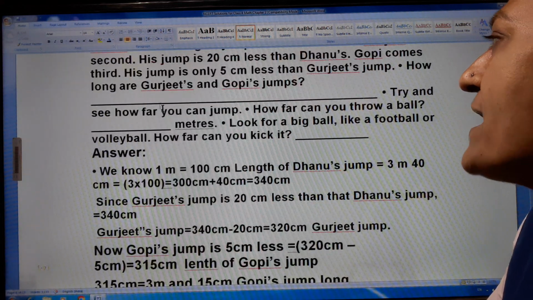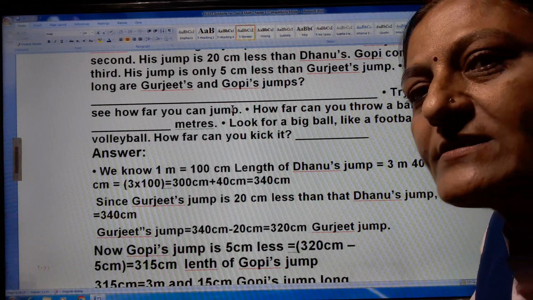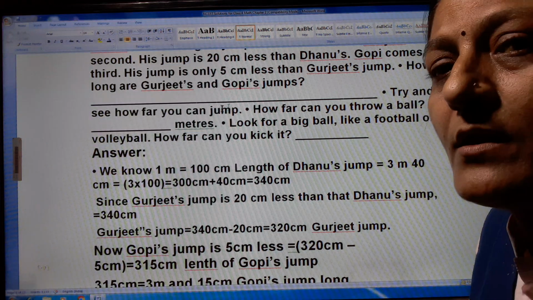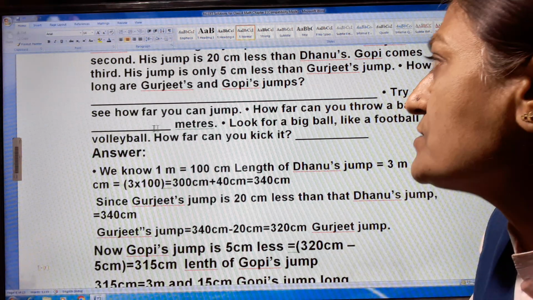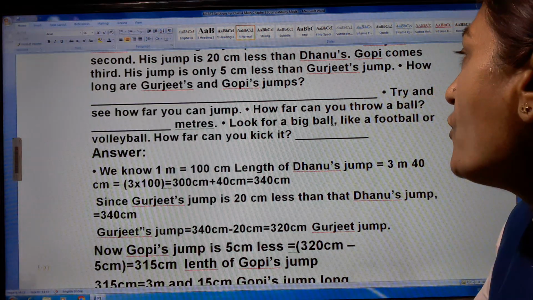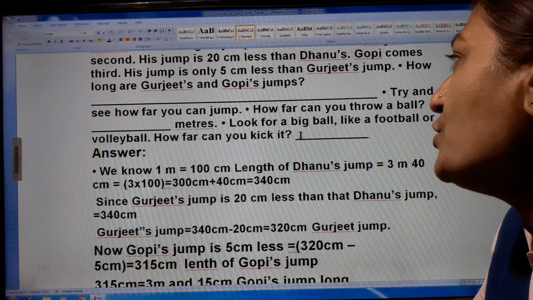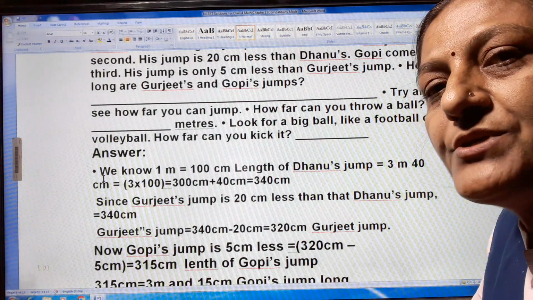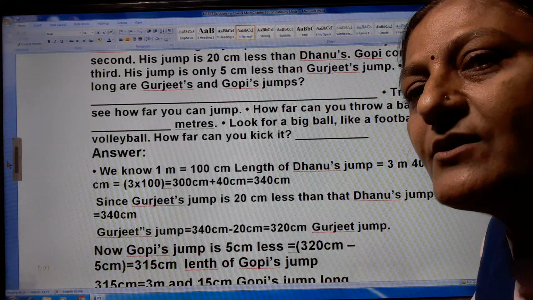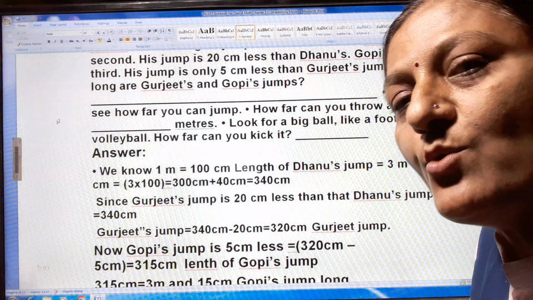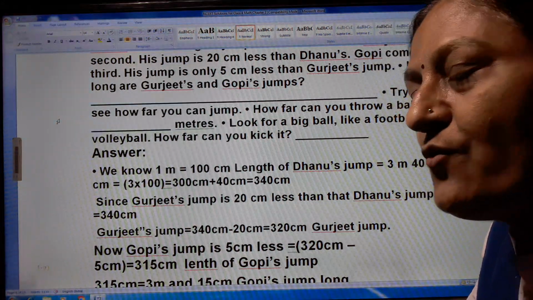Now see how far you can jump. You have to write this answer yourself. How far can you throw a ball? This answer you also write. And look for a big ball like a football or volleyball. How far can you kick it? So you kick the ball and write the answer. You throw the ball and write the answer. And check how far you can jump. Thank you very much.